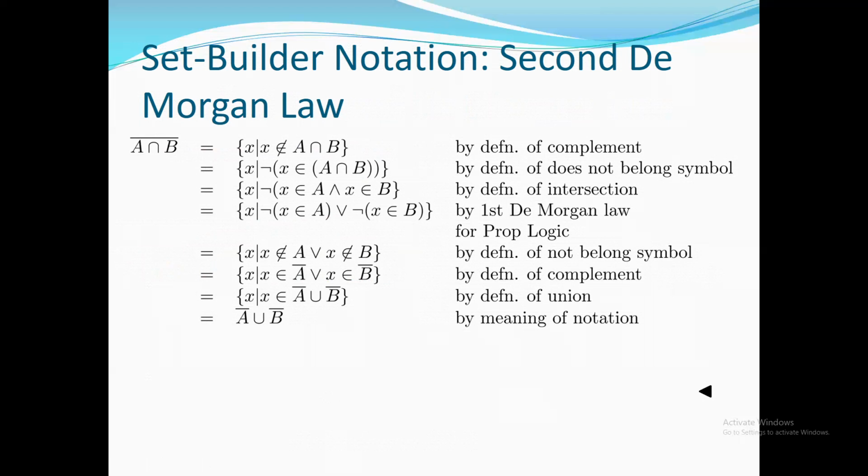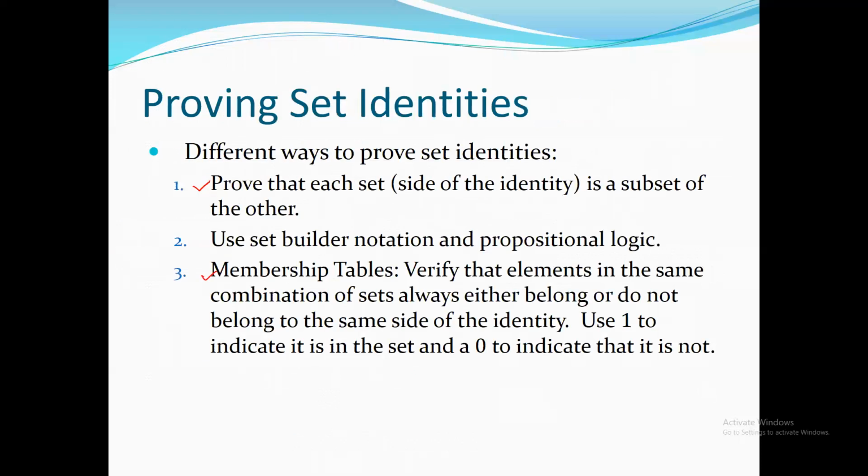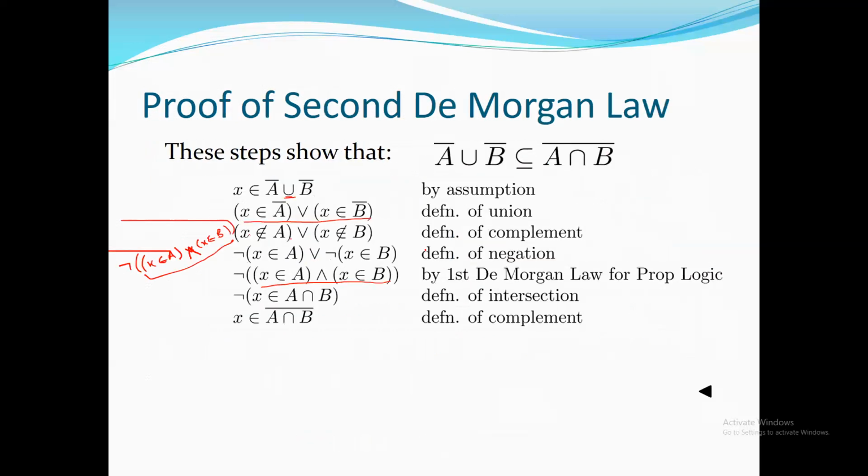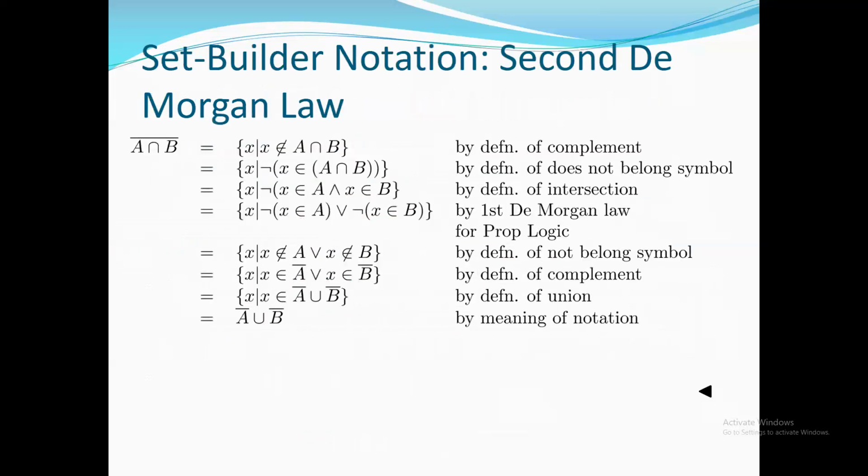Now here you can see the second De Morgan's law again, using the set builder notation. What we have done so far, we have proved it by assuming that each set is a subset of the other. We used this method. Now let's see how we can prove the same second De Morgan's law with the help of the set builder notation.